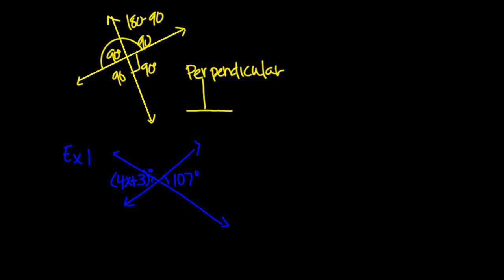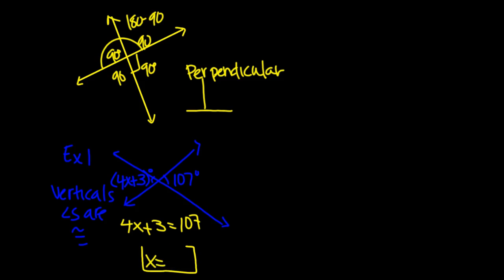And what do we know about vertical angles? Vertical angles are exactly congruent. So that means those two are equal in measure. If those two are equal in measure, then I know that I can set them equal to each other, and I can solve that equation. So go ahead and solve that equation, and when you get x here, that's your solution.